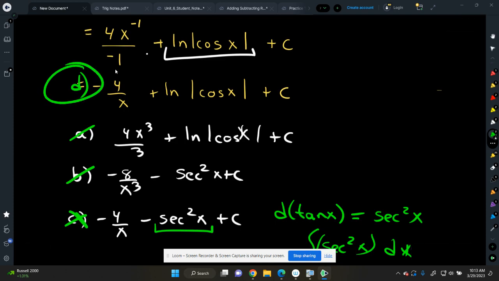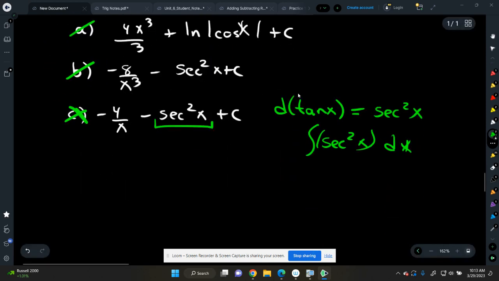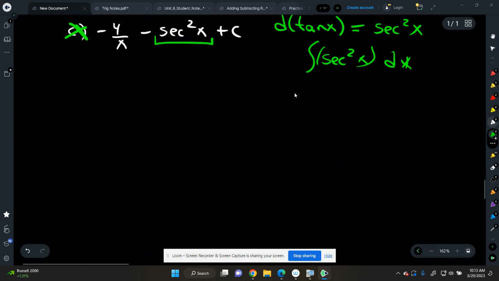Could you also find it by rewriting tangent as sine over cosine, and that's how you would know it's cosine, because of the u-substitution? Absolutely. Very good. So yes, we could, but again, saving time on your test, right?